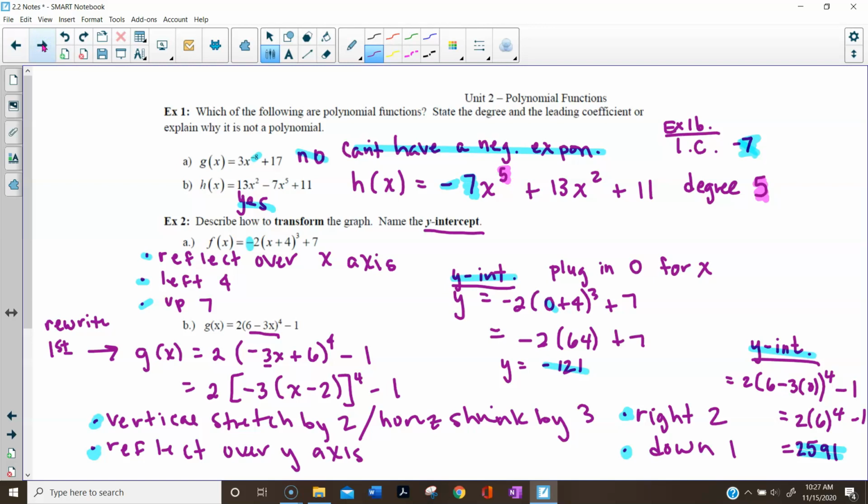Then looking at example 1 and example 2, if you want to try these on your own, and then you can check this for solutions to see if you were correct. And then if you have any questions, please ask me in class for example 1 and example 2. These are both review problems.